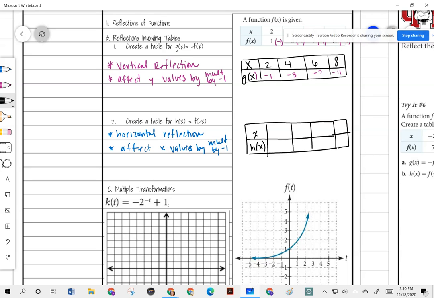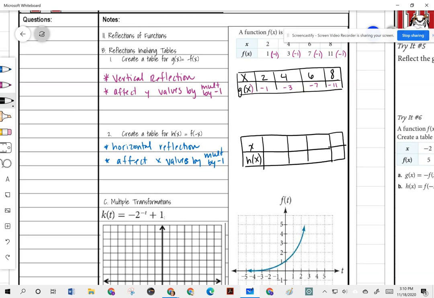All right, so move this down a little bit so I can see. The original y values do not change, so 1, 3, 7, and 11. And in this case, we are going to have to multiply all of the x's by -1. So it's going to give me a -2, a -4, a -6, and a -8.